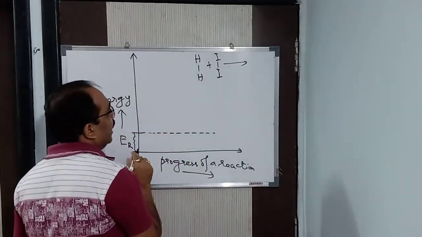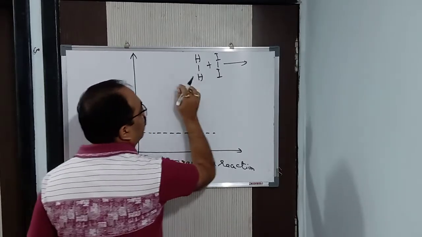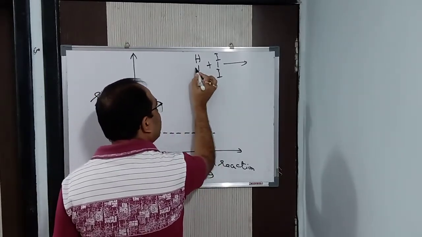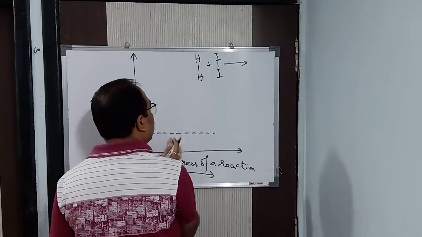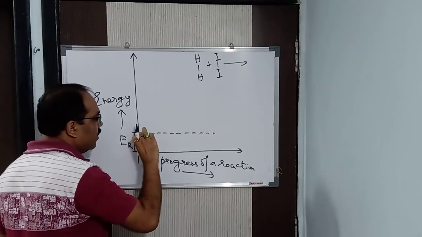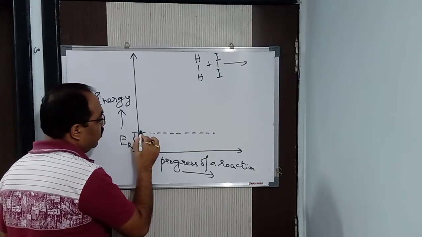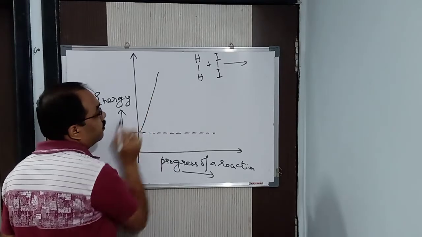Because when H and H react with I and I, that means H2 reacts with I2, this bond has to be broken down. This is the old bond. So it requires energy. Energy has to be absorbed. So this much energy which is present at room temperature, the energy of the reactant, is not sufficient. So the energy is going to rise.